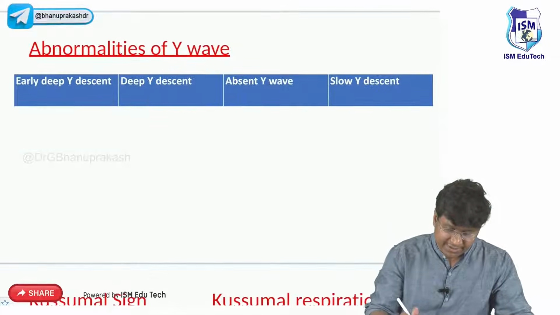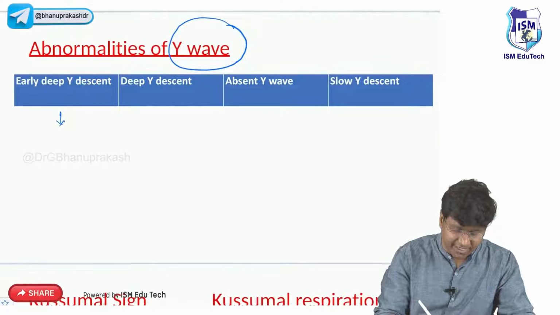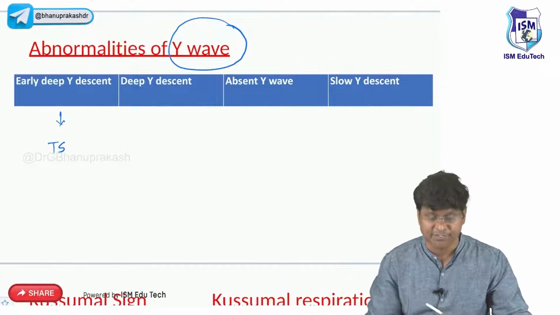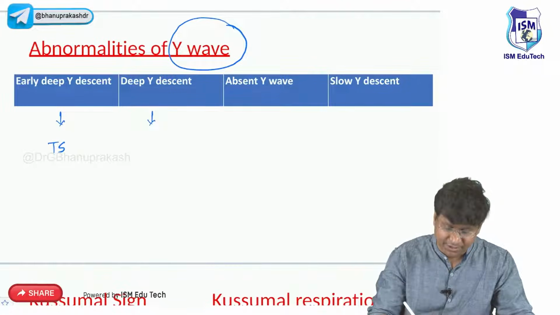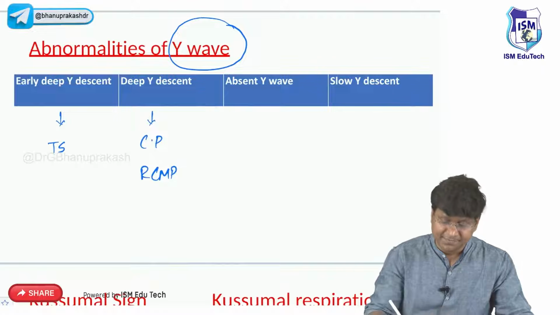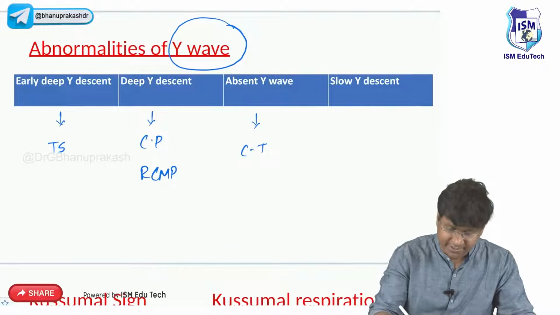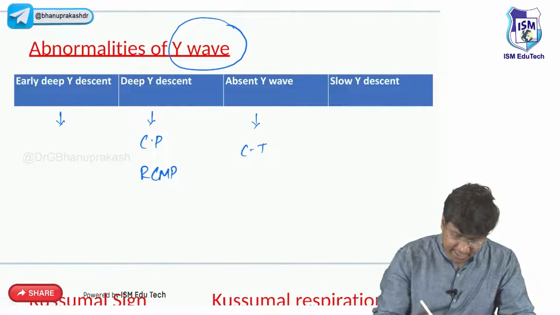Lastly, you need to know the abnormalities of the Y wave. So the condition where you will have early deep Y descent is your tricuspid stenosis. Deep Y descent, you come across this in constrictive pericarditis and restrictive cardiomyopathy. Absent Y wave, you have that in patients with the cardiac tamponade. I'm very sorry for here. Right. Early deep Y descent.